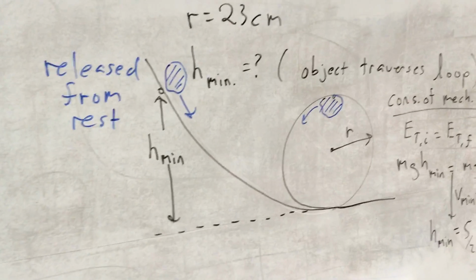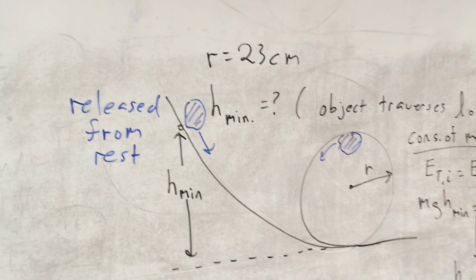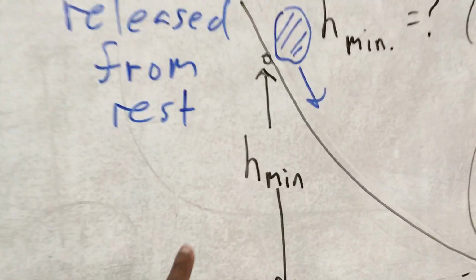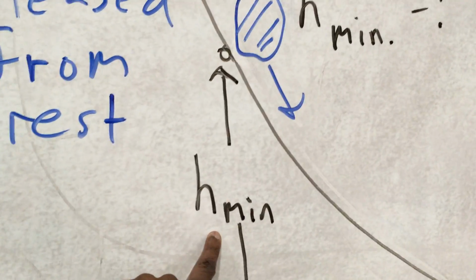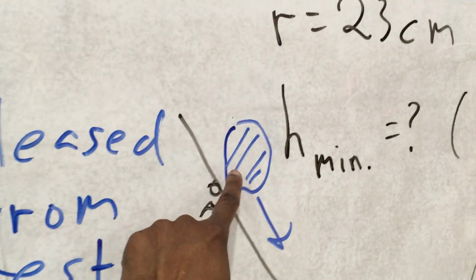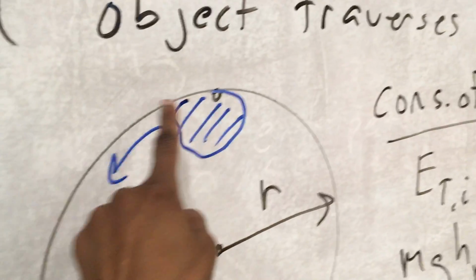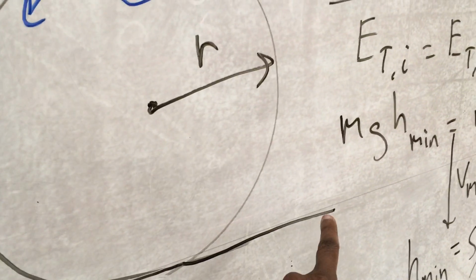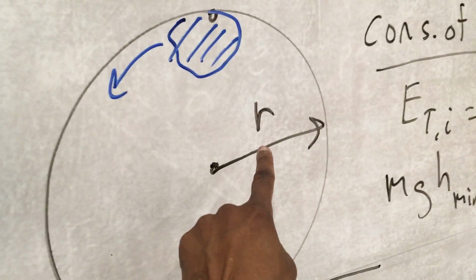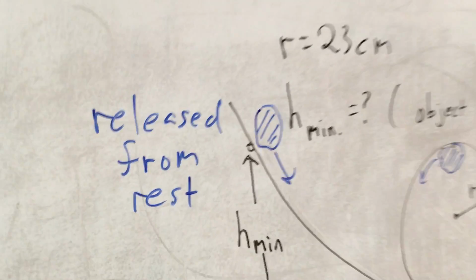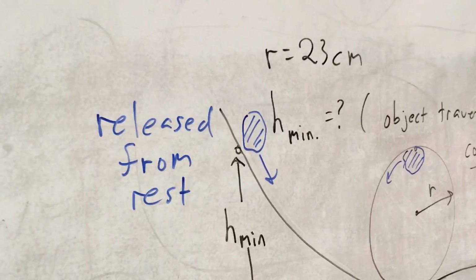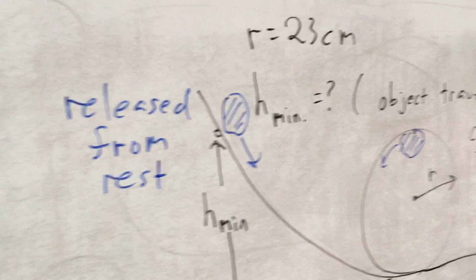And I drew an illustration here, and you can see that the idea is that we release the ball from a certain minimum height from rest, and then it moves along, goes around the loop, and then goes along its merry way. And there's a radius of the loop. And you'll notice that the object I drew isn't a ball, it's actually something else, irregular.